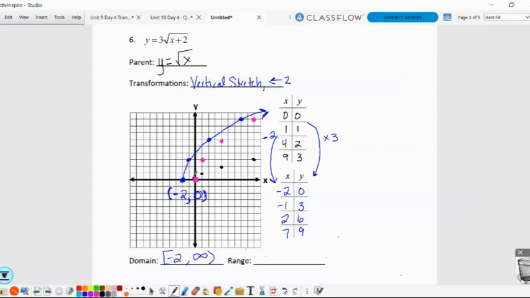Our range is looking up and down. Our graph goes no lower than 0, and 0 is a point on the graph, so we'll use the hard bracket there, and we have an arrow pointing up to positive infinity. That's our square root function with a couple of transformations. On to number 8.